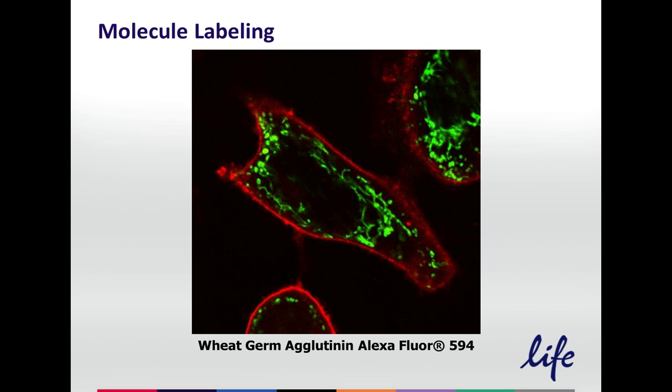So there's a wide range of organic dyes used for all sorts of different assays. Here's an example image of where we've taken wheat germ agglutinin, which is a lectin, and labeled it with a red dye, Alexa Fluor 594. And that, in live cells, will bind to sialic acid residues on the cell surface, giving you this very nice plasma membrane stain. The green here is a GFP construct for mitochondria.